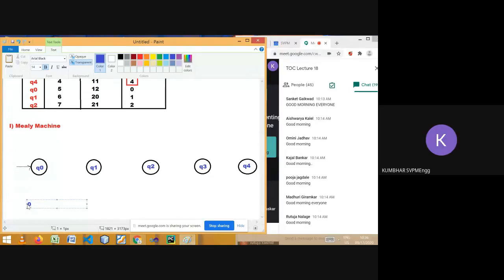Great. Now we have to find out 3 transitions from this Q0. Means in Q0, if you read 0, where will it go? If you read 1, where will it go? And if you read 2, where will it go?